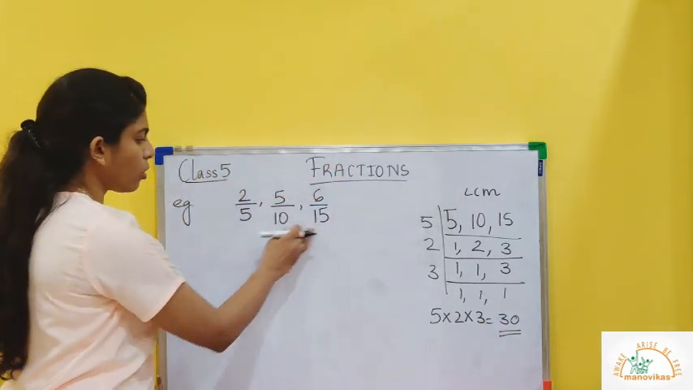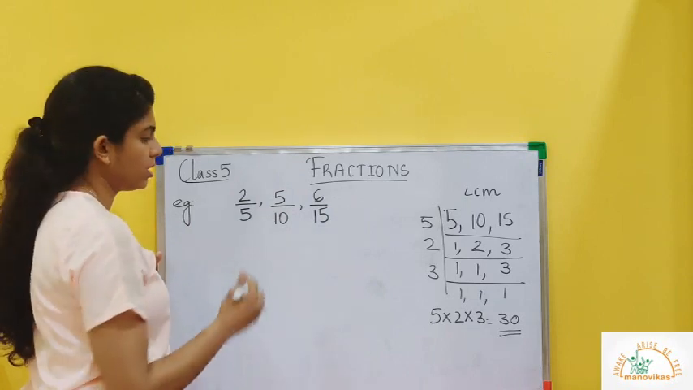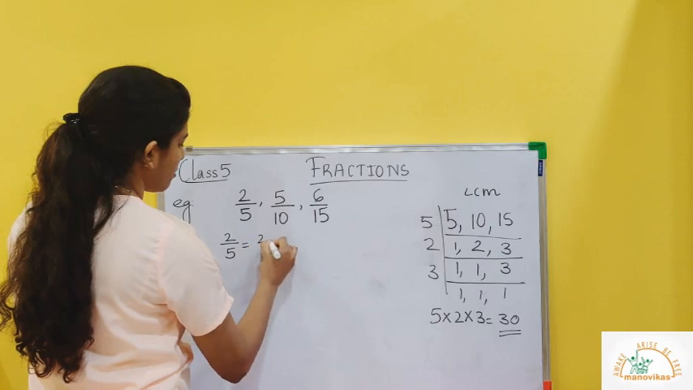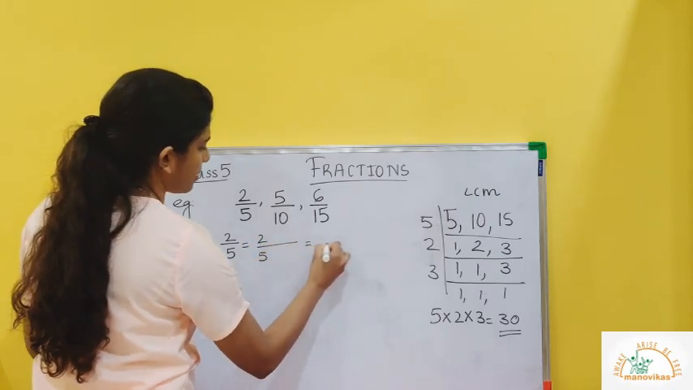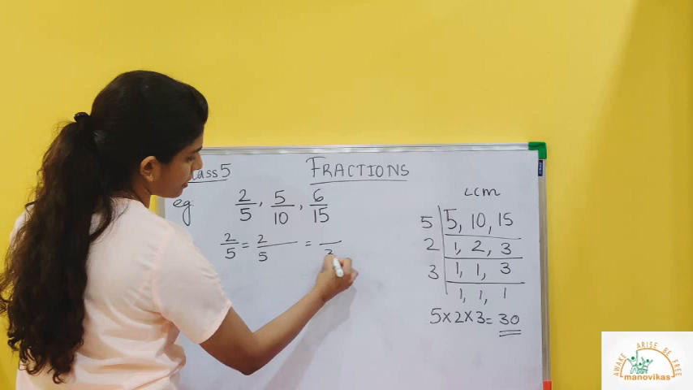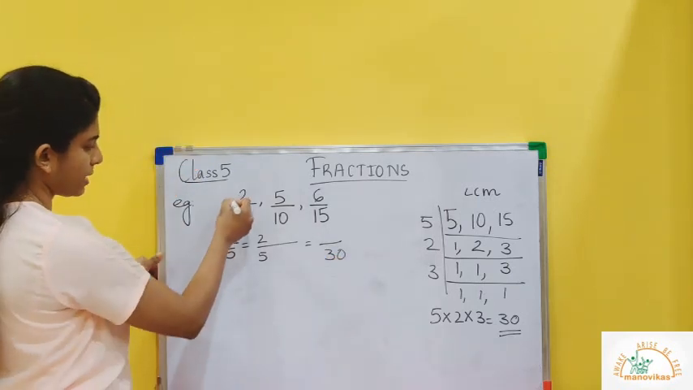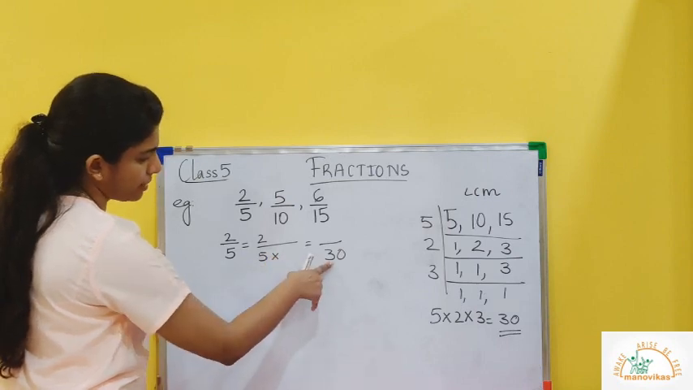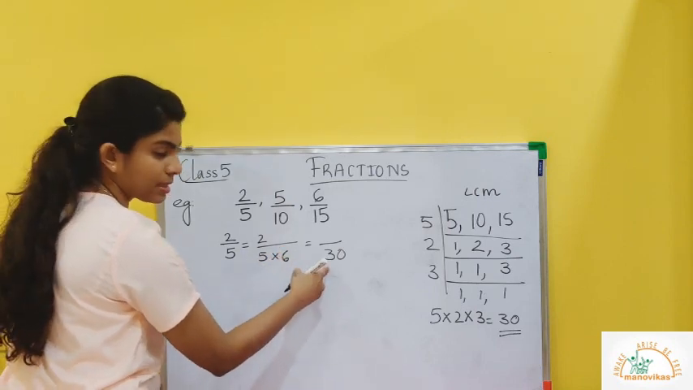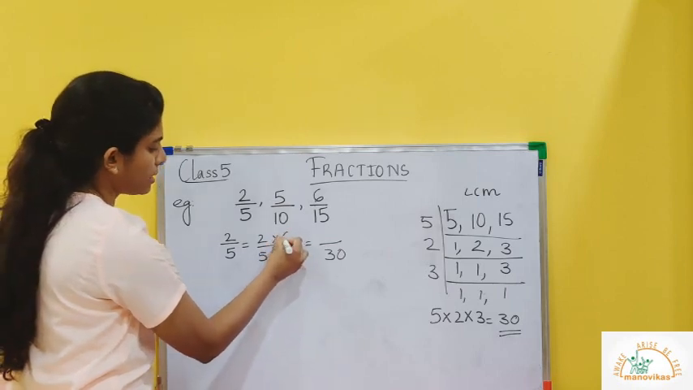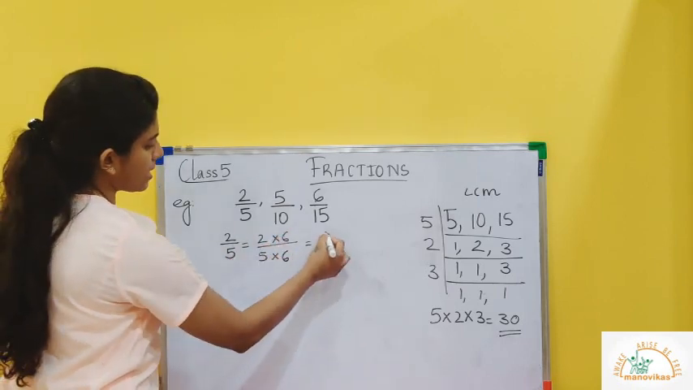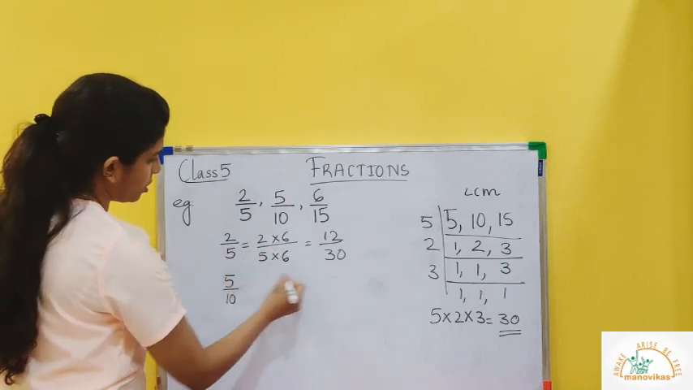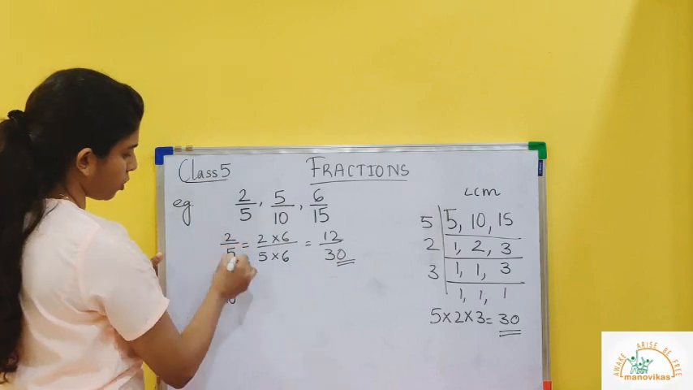Now you have to make all these denominators into 30. So how to do it? First you bring down 5 and the denominator should be 30. So I write like this. First we are taking 2 upon 5. You have to multiply by something here to get 30. So 5 6s are 30, right? So you multiply it in the numerator also. 2 6s are 12. Next number is 5 upon 10.